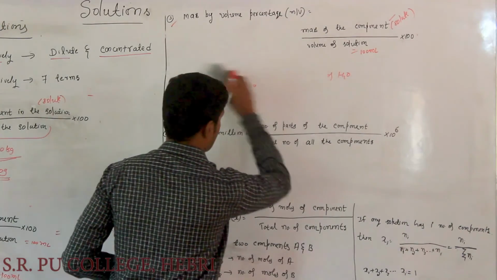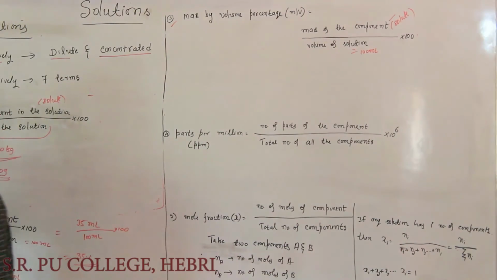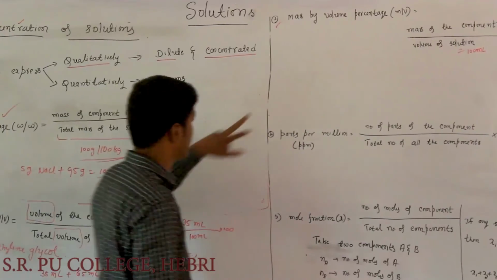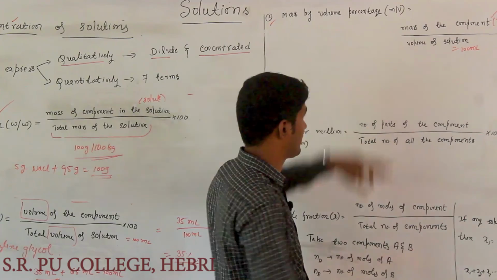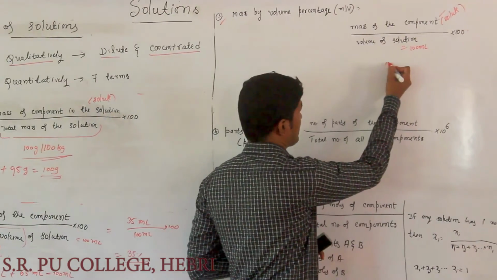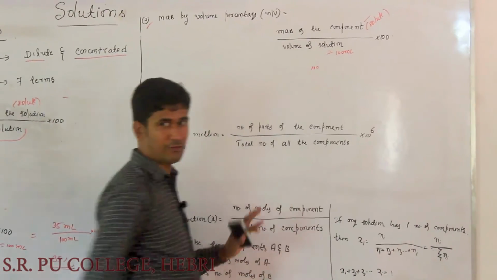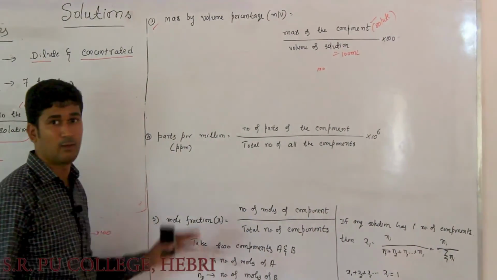In all these three cases, in first mass percentage, in second volume percentage, in third one, that is mass by volume percentage, the denominator must be always equal to 100. It may be in terms of mass or in terms of volume.